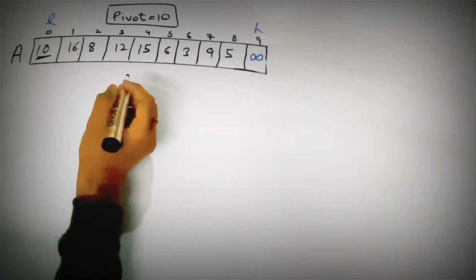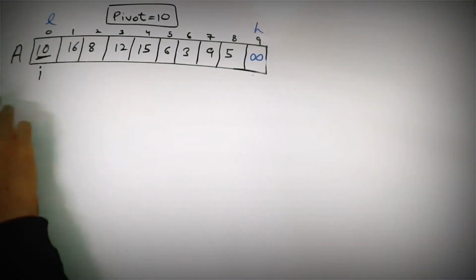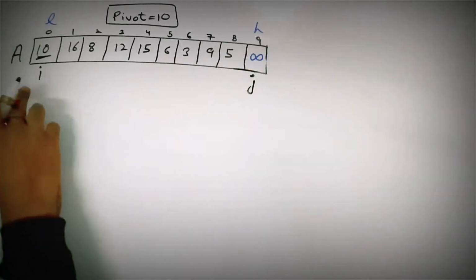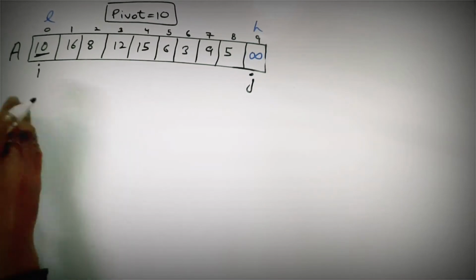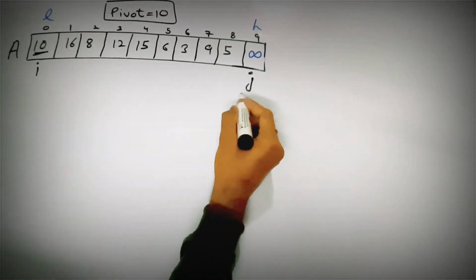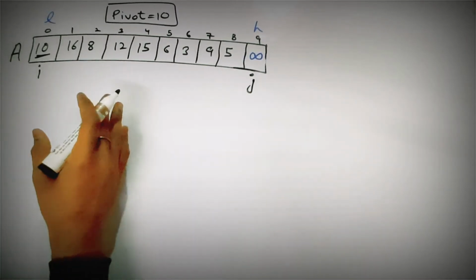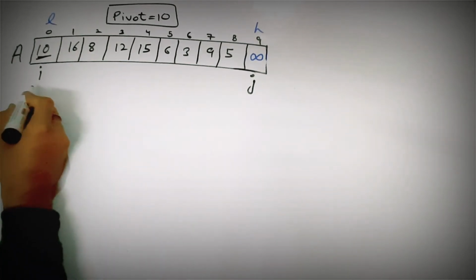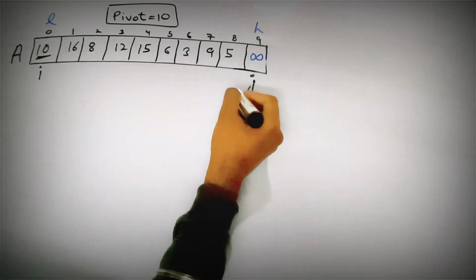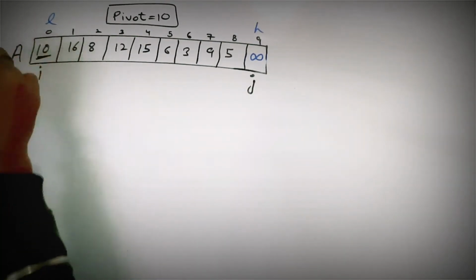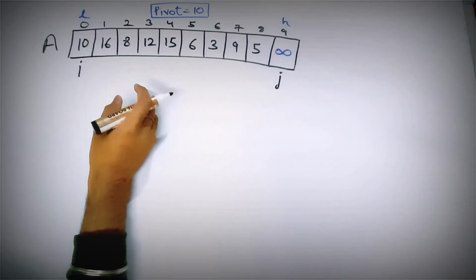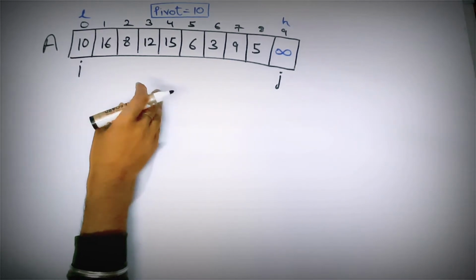So for doing so, we will take I starting from pivot and J starting from infinity. I will search for the elements that are greater than the pivot and J will search for the elements that are less than the pivot so that they can exchange numbers. I will at most stop at infinity and J will at most stop at the pivot. So let's start. First I will explain the procedure and then I will write its algorithm.